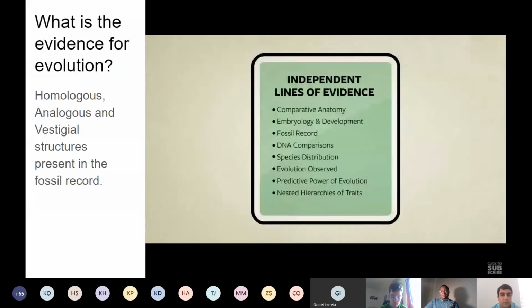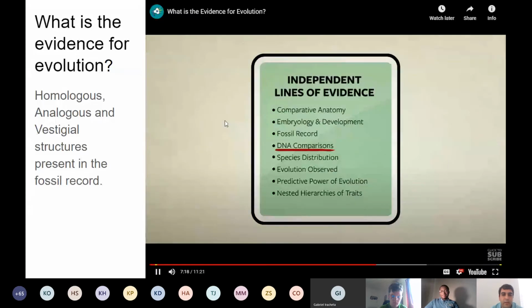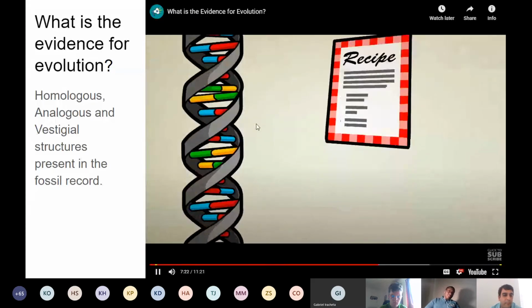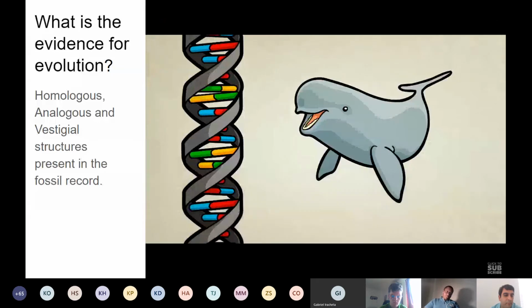Now let's look at a fourth line of evidence: DNA. DNA molecules contain chemical codes which act like recipes for living things. Without ever looking at bones, embryos, or anatomy, researchers can compare the DNA code of different living creatures to find out who is most closely related to who.